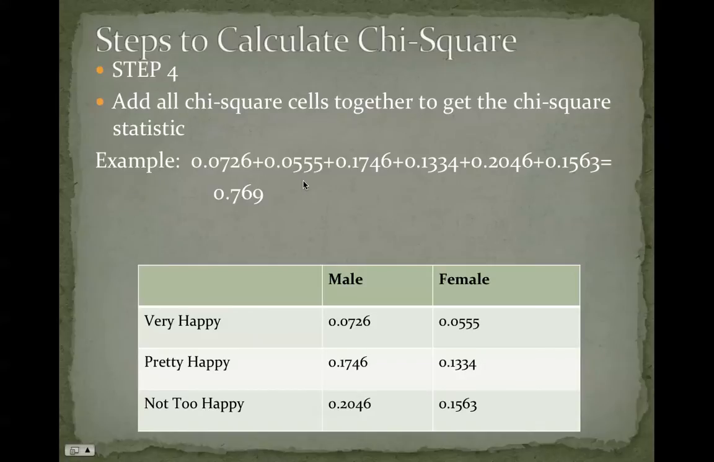And in step 4, I'm simply going to add them all up. So 1, 2, 3, 4, 5, 6. I have 6 cells. I add them all up, and I get a statistic of 0.769. All I did was add up all my chi-square cells, and I get a total of 0.769.